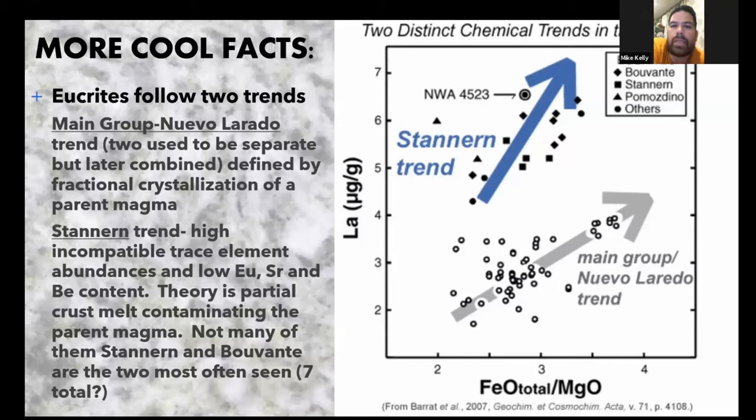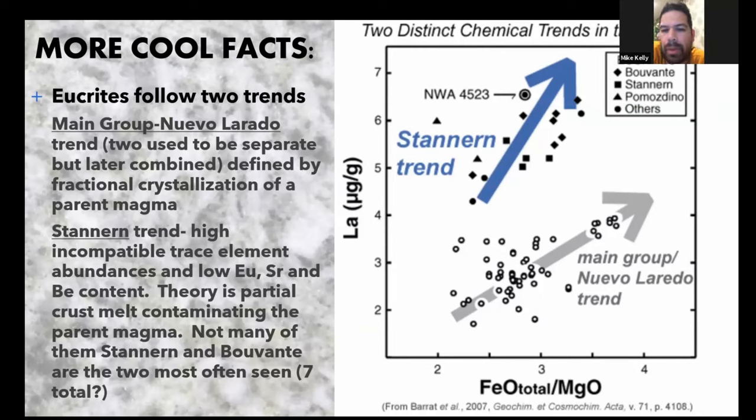And then last slide. Talked about this on that first slide a little bit. There are two main groups of eucrites, if you look at them by their composition: the main group eucrites, and the Stannern trend eucrites. If you look at the chart on the right side here, they looked at the lanthanum content versus the total iron oxide content. As you plot those against each other, the Stannern meteorites all plot in one area and the main group meteorites all plot in another.